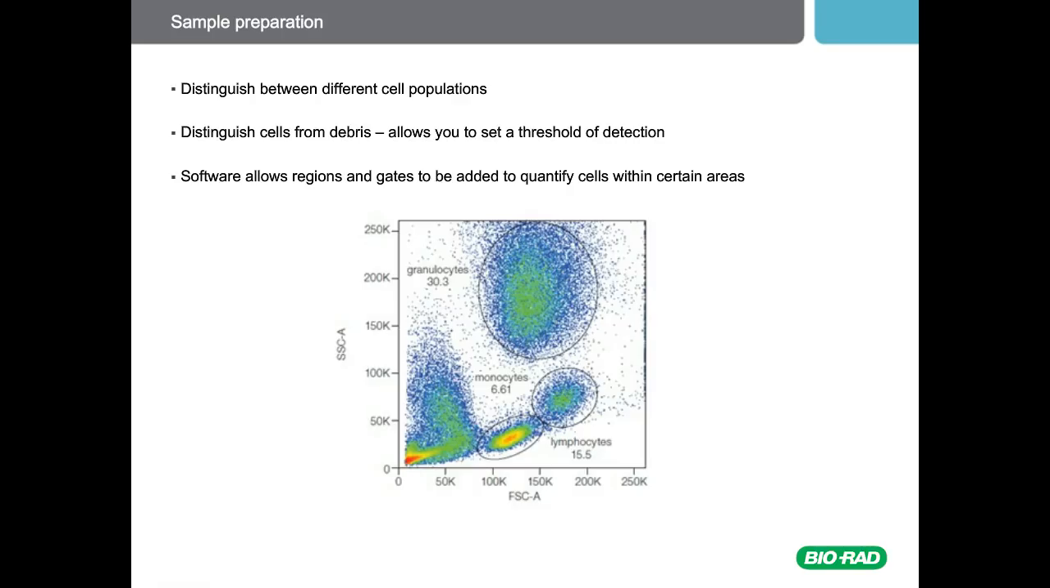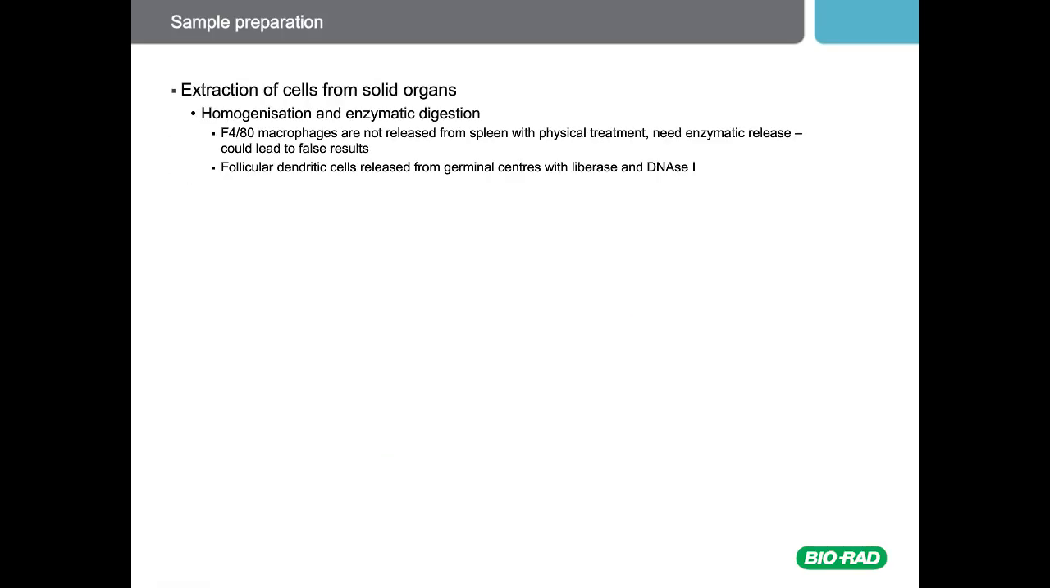In addition to mechanical disruption or homogenization, extraction of certain cells from secondary lymphoid tissue and cells from solid organs can require enzymatic digestion. The enzymes are required to break down the extracellular matrix and are often tissue-specific. Without use of the enzyme, you may not obtain a single-cell suspension, or you may not release your cells of interest. This will lead to an underestimation of your cell numbers.